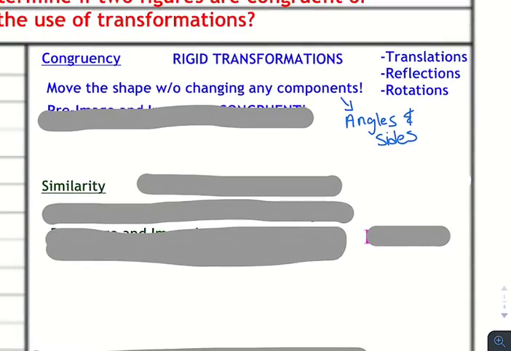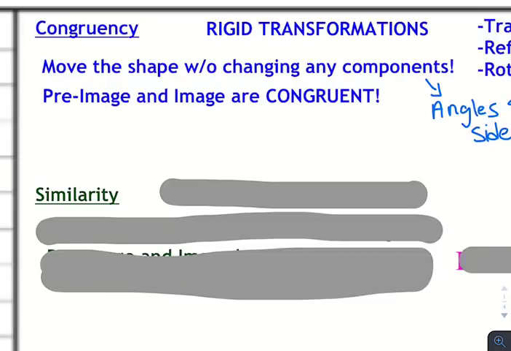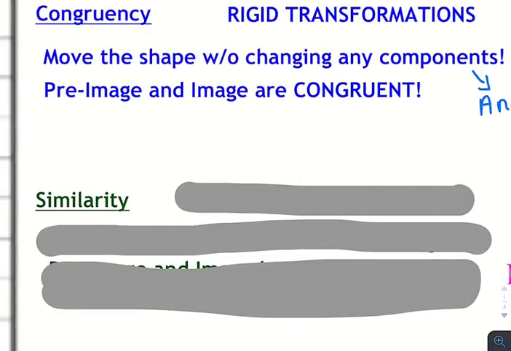And so we know with rigid transformations, if you translate, reflect, or rotate, the shape itself will maintain its same size, ergo angles and sides do not actually change. And so the big takeaway here is that the pre-image and the image will remain congruent. And if you want, and this is probably a good idea for notes, we can throw in a quick visual example.